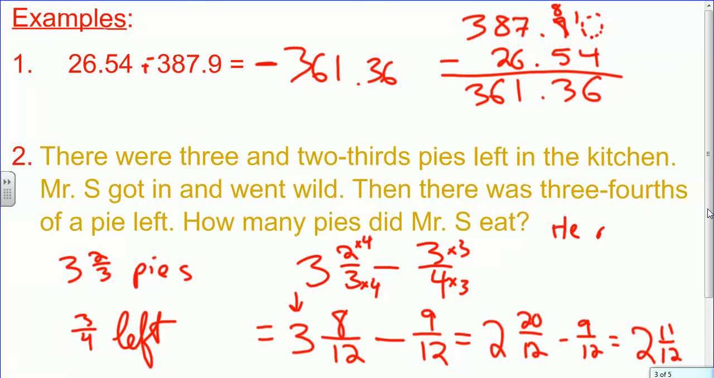So he ate 2 and 11/12 pies. It was a slow night for me. There we go. That's the work I expect you to show.